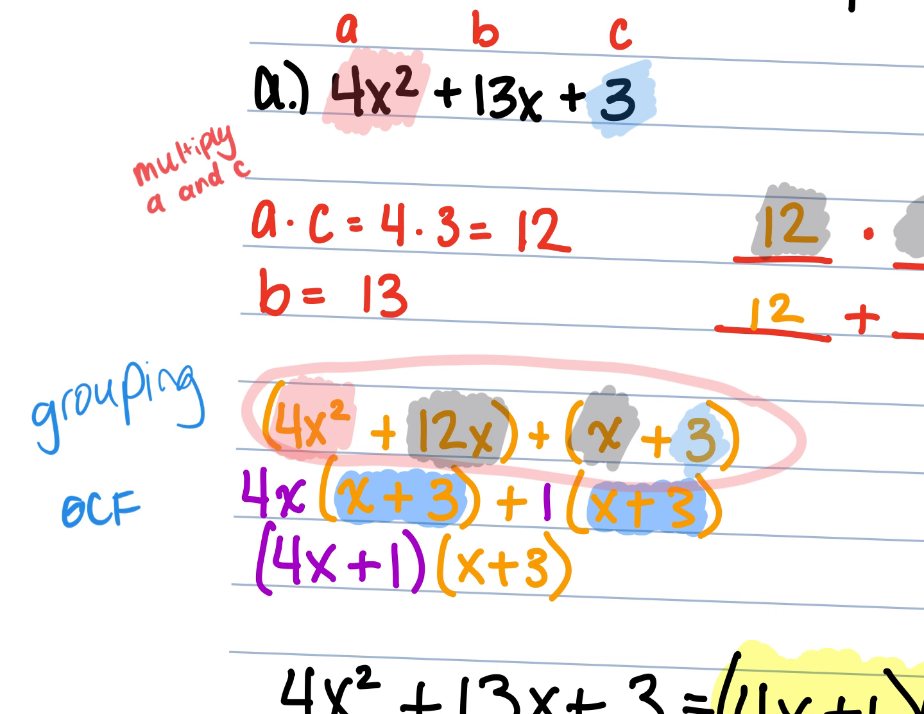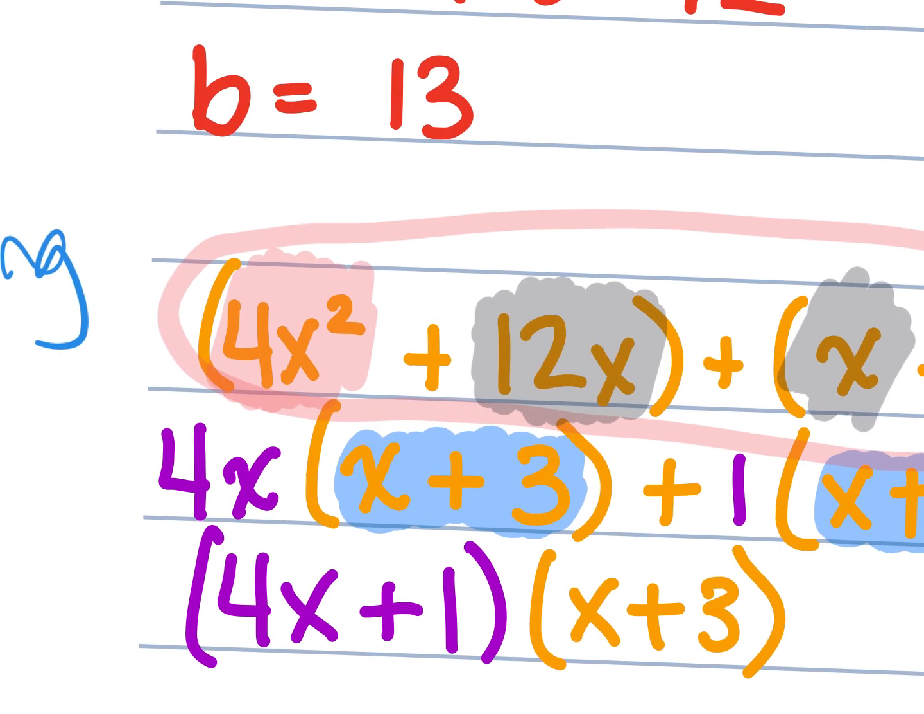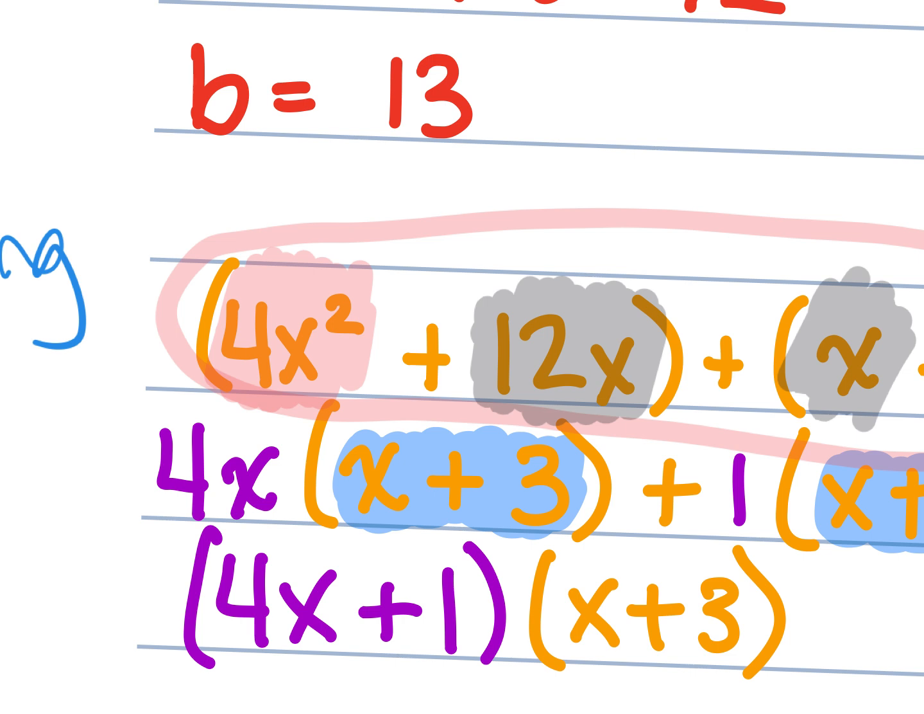They took 13x and they broke it up into 12x and x. Do you guys agree that 12x plus x gives me 13x? But how do you get from there to 4x parentheses x plus 3? Oh, the factoring. Okay, so what's the GCF between 4x squared and 12x? 4x, right? Because they both have an x in common as well. You factor that out, you're left with x plus 3. Does that make sense? Yes. Over here, x plus 3.